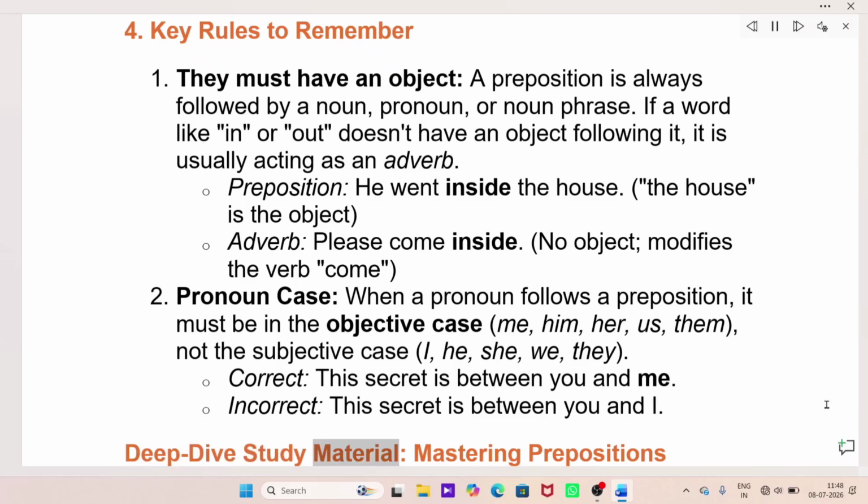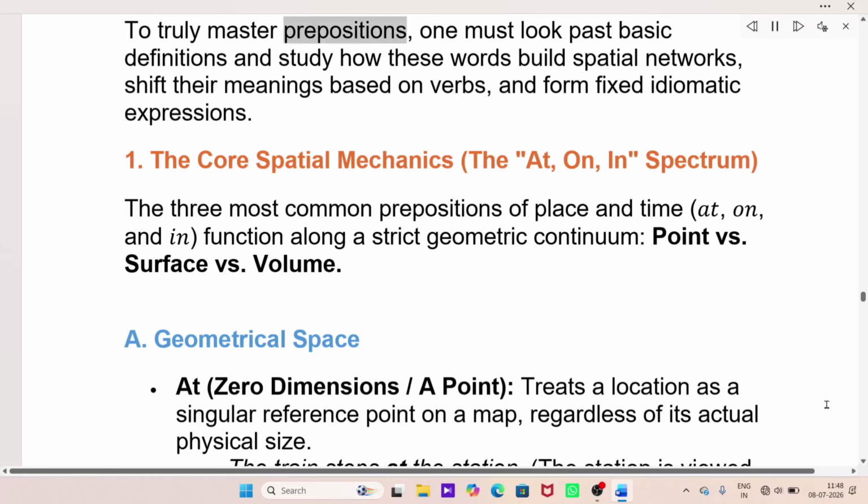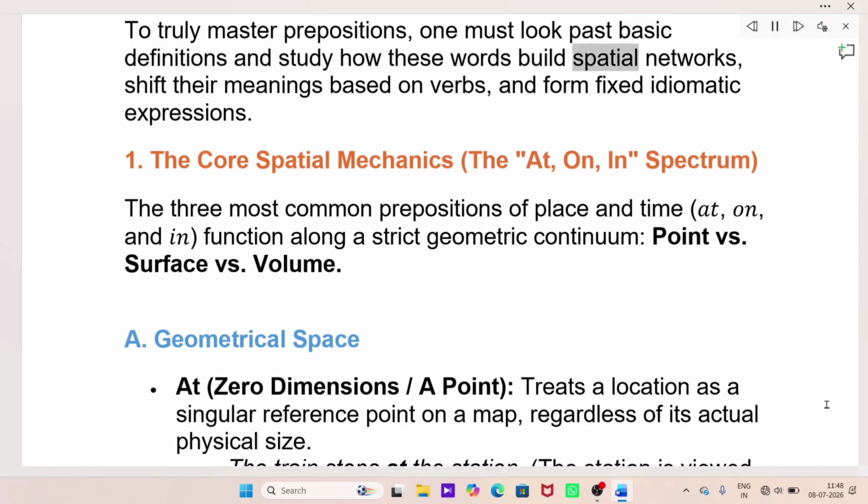Deep dive study material, mastering prepositions. To truly master prepositions, one must look past basic definitions and study how these words build spatial networks, shift their meanings based on verbs, and form fixed idiomatic expressions. 1. The core spatial mechanics, the at, on, in spectrum. The 3 most common prepositions of place and time, at, on, and in, function along a strict geometric continuum, point versus surface versus volume. A geometrical space.